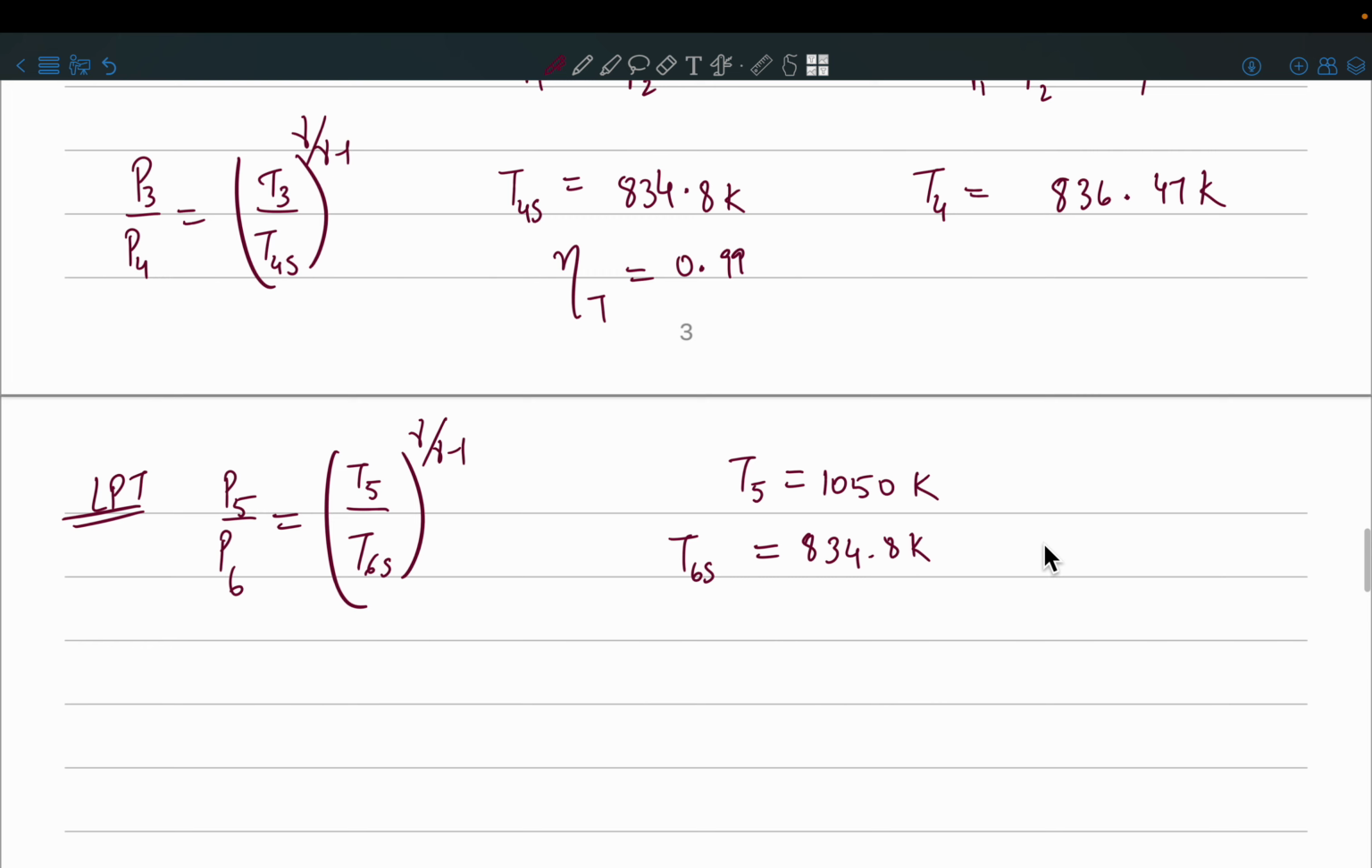Yeah. So I think this is what you were asking in the starting. Yeah, so because the efficiency is same, then only you can say this. Yeah, only then you can say T4 is equal to T6.